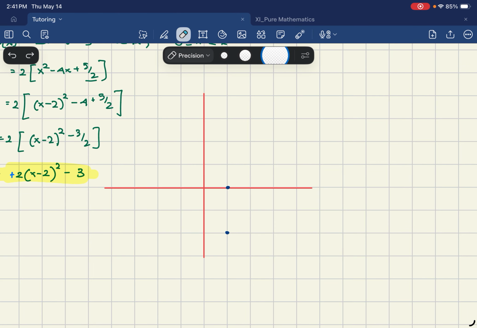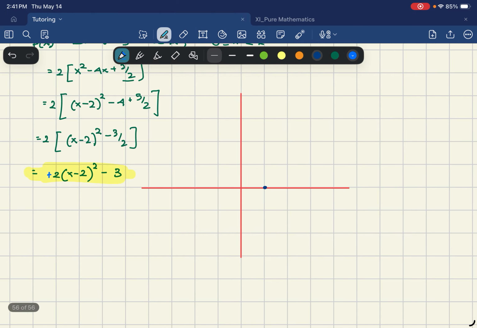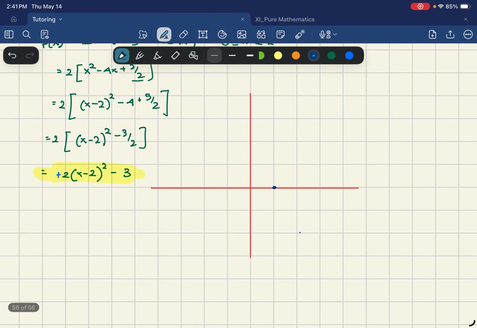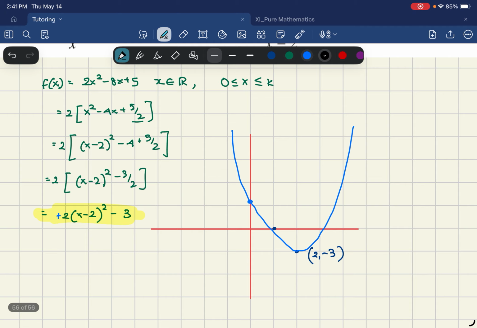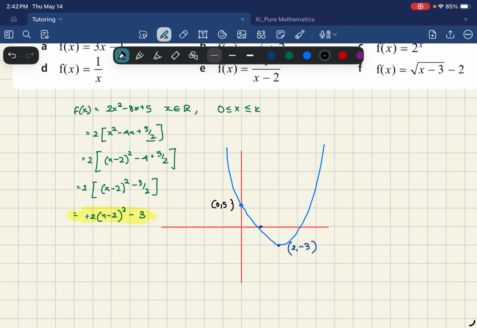So let me draw my point. My vertex point, let's say it's somewhere here. It's at 2, negative 3. And now I need to draw my parabola like this. And then it intersects my y-axis. When x is equal to 0, I get 5. So 0, 5. All right, so I have this expression, and my graph looks something like this.